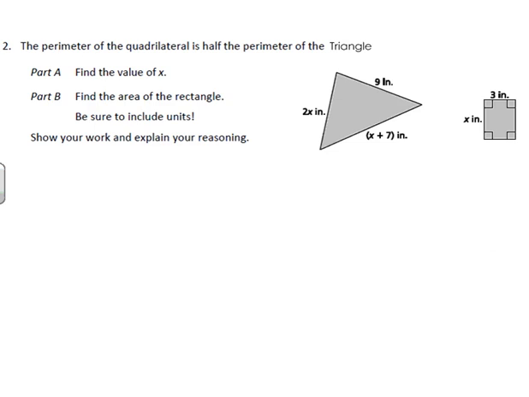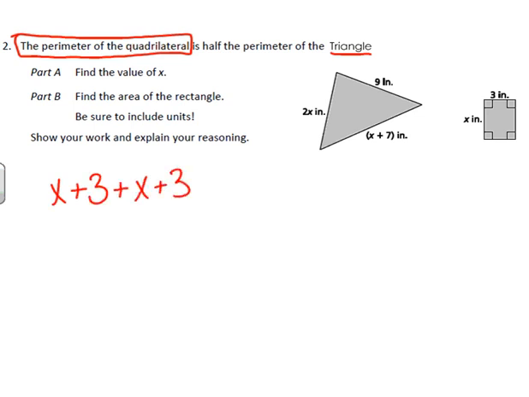All right, part 2. First of all, make sure you've changed that word to triangle. There was a typo. So we have the perimeter of the quadrilateral. I'm going to start with that piece right there. Okay, to set up my equation. So the perimeter of the quadrilateral is x plus 3 plus x plus 3. Okay, the word is represents our equal sign.